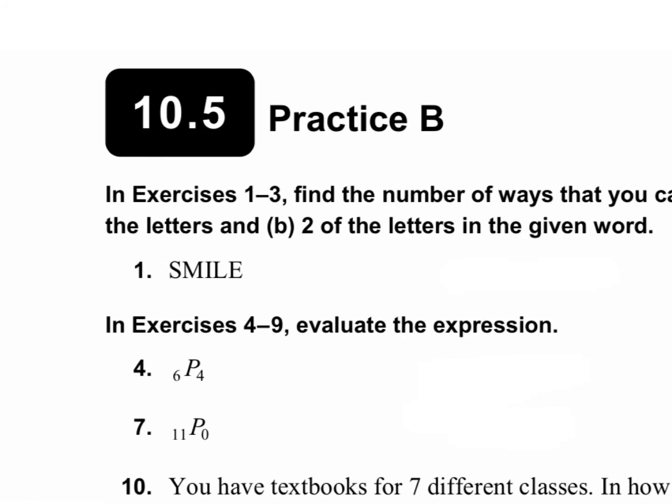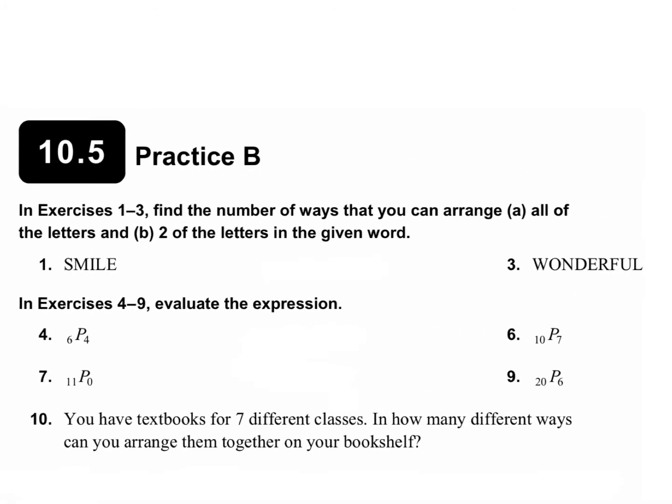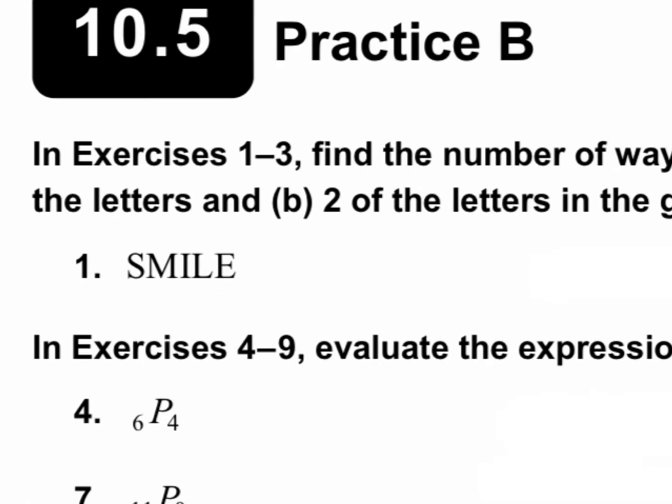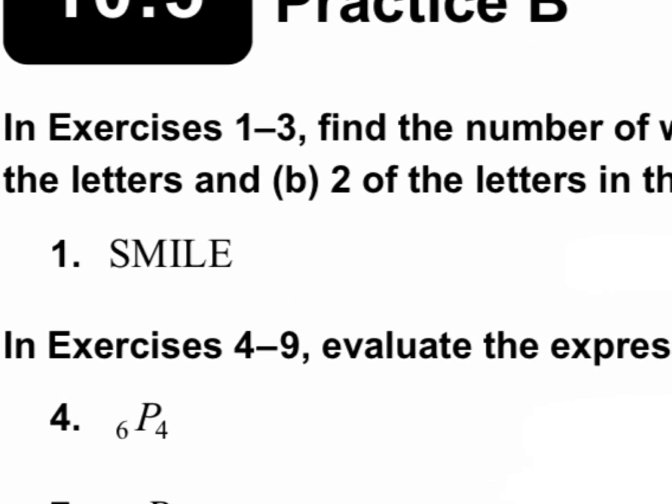So first, you want to look at all the letters. One keyword that you'll see here is arrange. Arrange means that it is a permutation. So here we're arranging all 5 of the letters. We're not picking a certain amount, so it's just 5 factorial, which is 120.